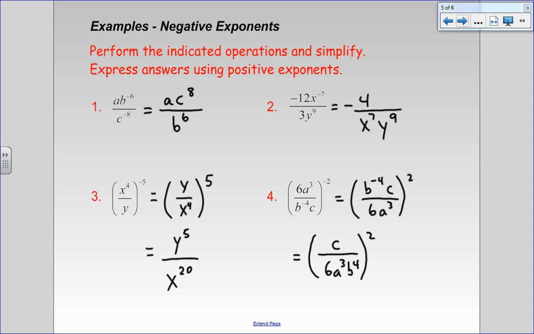Finally, we can apply the rule for raising a quotient to a power to obtain a numerator of c squared and a denominator of 6 squared, or 36. Then applying the power rule, a cubed squared would be a to the 6th, and b to the 4th squared would be b to the 8th.